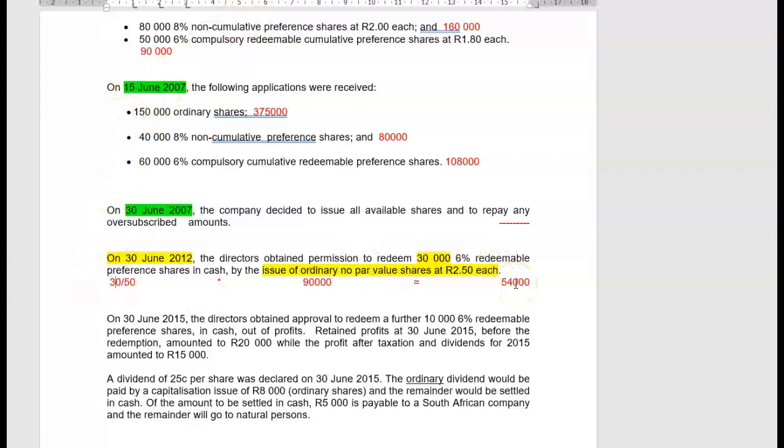If we now want to find out how many shares we have allotted, then we're going to say, well, the amount that we're going to pay back is 54,000 Rand. So that is the amount of the ordinary shares that we're going to issue in total at R2.50 per share. So that will then give us a total of shares that we're going to issue of 21,600.